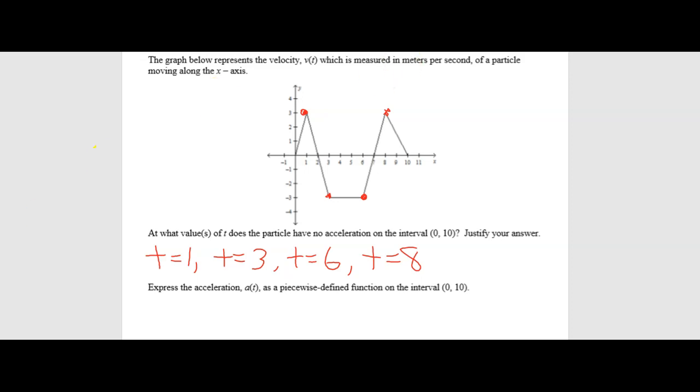It does say to justify your answer. So we can say because v prime of t is undefined at these t values.